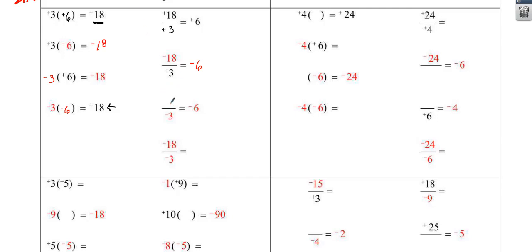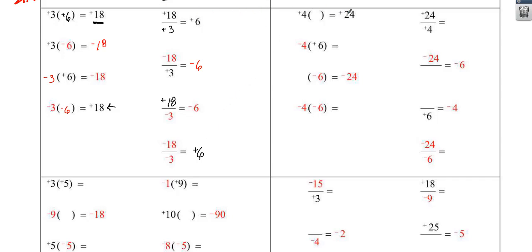And let's see, so something divided by -3 is -6. Well, my answer is a negative, which means the missing thing has to be positive. What divided by 3 is 6? 18 divided by 3 is 6. And then -18 divided by -3, well, signs are the same, which means my answer is positive 6. Okay, there's another set right here with the 4s and the 24s and the 6s. Go ahead and work those and then turn the video back on.